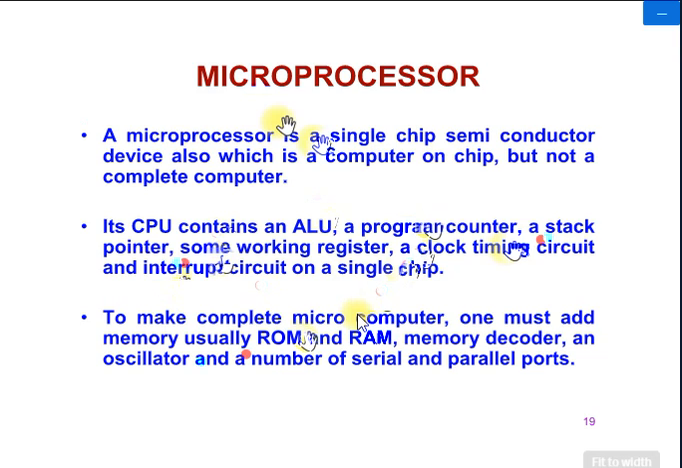So the part of the CPU is clear to you, and you know that the RAM and ROM are required for operation. The RAM is a random access memory, and this memory is actually volatile memory, and the other memory is the read only memory.